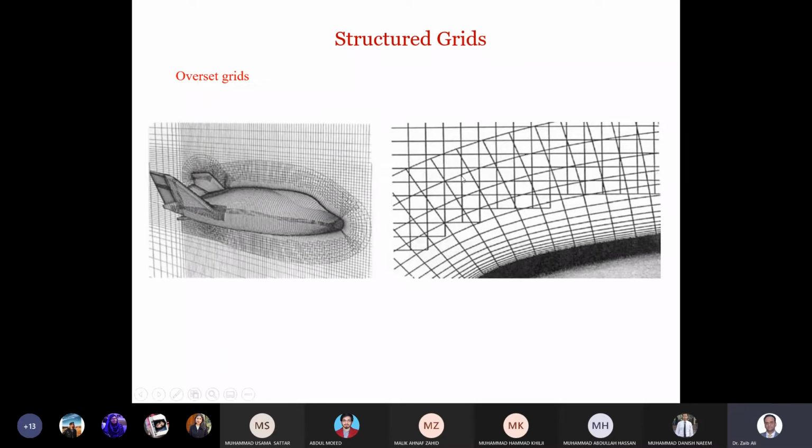So here is a zoomed in view. You can see there is a background mesh, which is more orthogonal, Cartesian type. And on top of this, we have a body-fitted mesh or curvilinear mesh. So these two meshes are placed on top of each other. And then we use interpolation to transfer the information from this mesh to this mesh. So this was one of the approaches to cater for complex geometries while keeping the structured grid. But this is not very common.